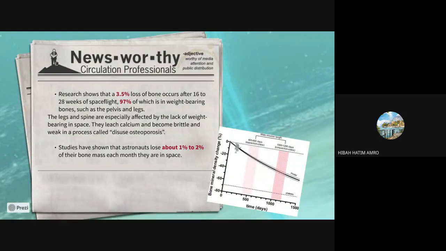Research shows that a 3.5% loss of bone occurs after 16 to 28 weeks of spaceflight, 97% of which is in weight-bearing bones such as the pelvis and legs. The legs and spine are especially affected by the lack of weight bearing in space. They leach calcium and become brittle and weak in a process called osteoporosis. Studies have shown that astronauts lose about 1% to 2% of their bone mass each month they are in space.